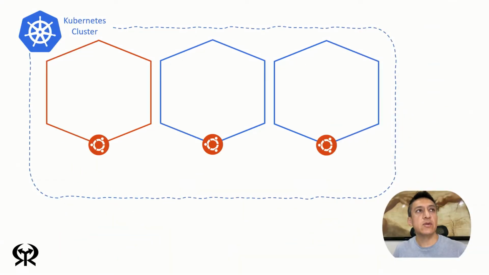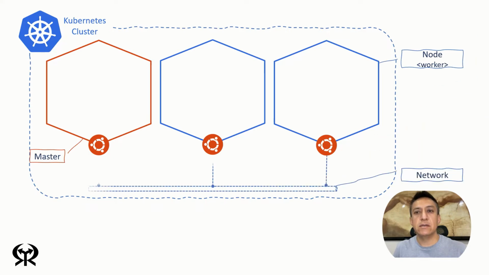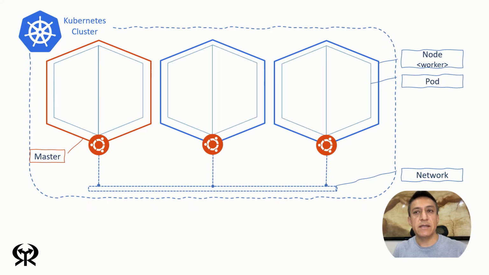So we are going to install this Kubernetes cluster with one master node and two worker nodes, and these nodes are going to be connected, of course, through the Kubernetes cluster network. Some basic concepts just to have a general idea.